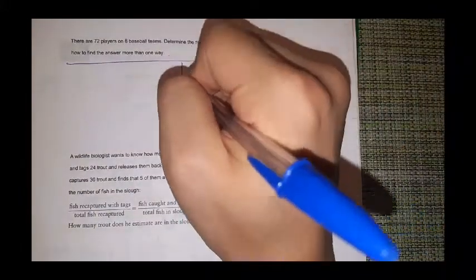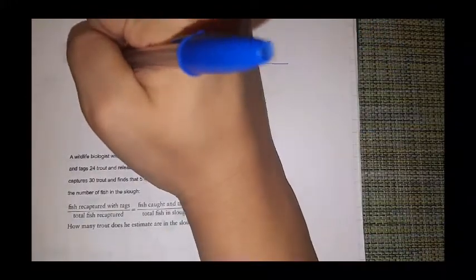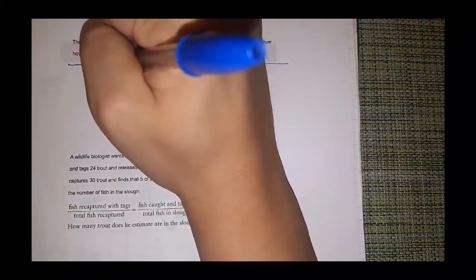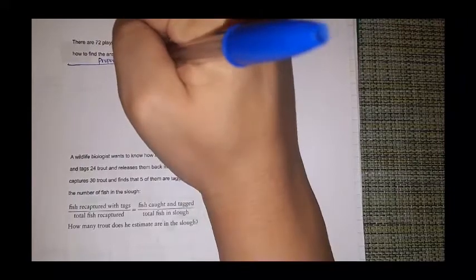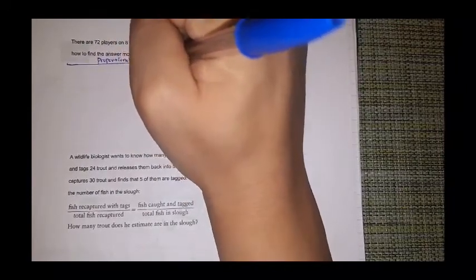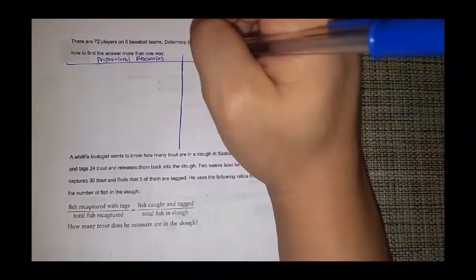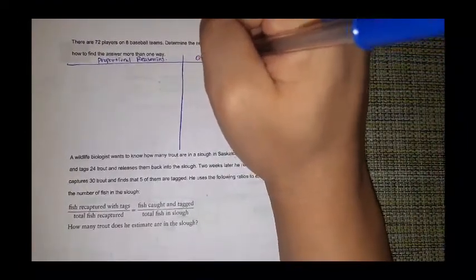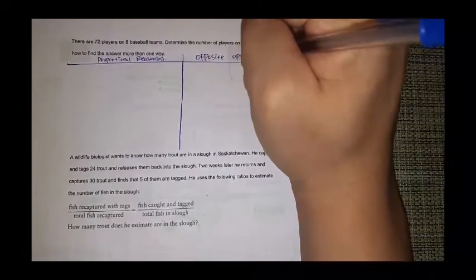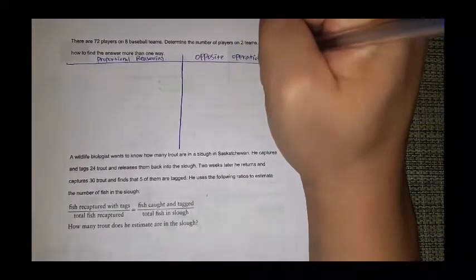So, this one, let's use 2 different ways. The first way, you know, is the proportional reasoning way. The other way is what we learned last time, which I like to call opposite operation. But it uses the same type of concept.